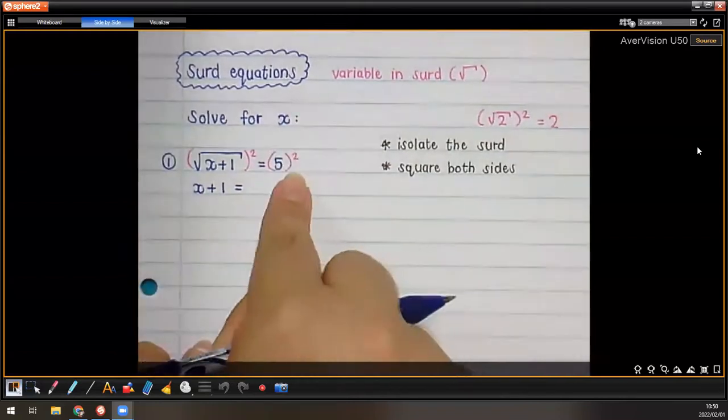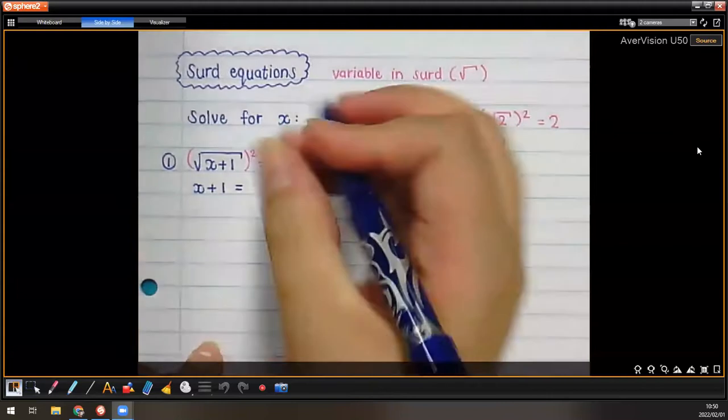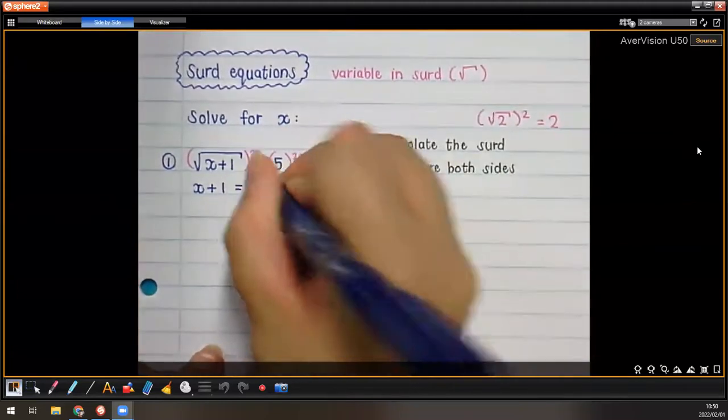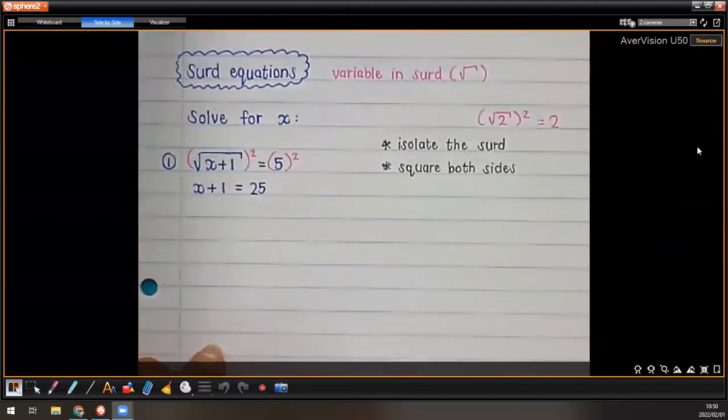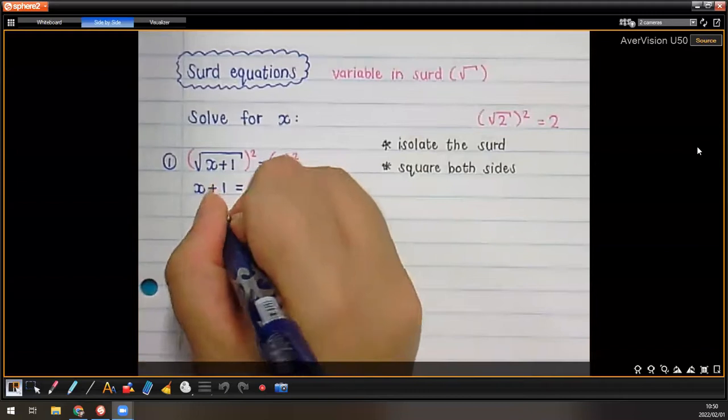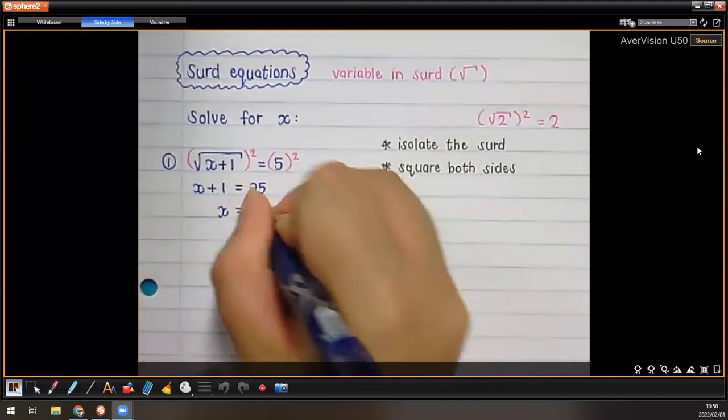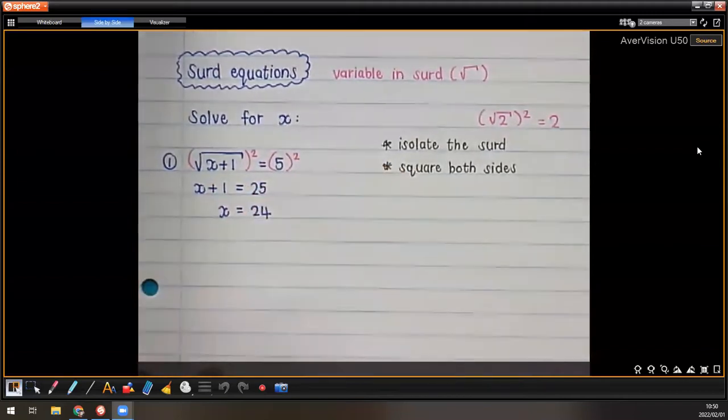And on the other side, what is 5 squared? 25. And now we can just solve for x quite easily, right? What's the opposite of adding 1? Minusing 1. So 25 minus 1 is 24.